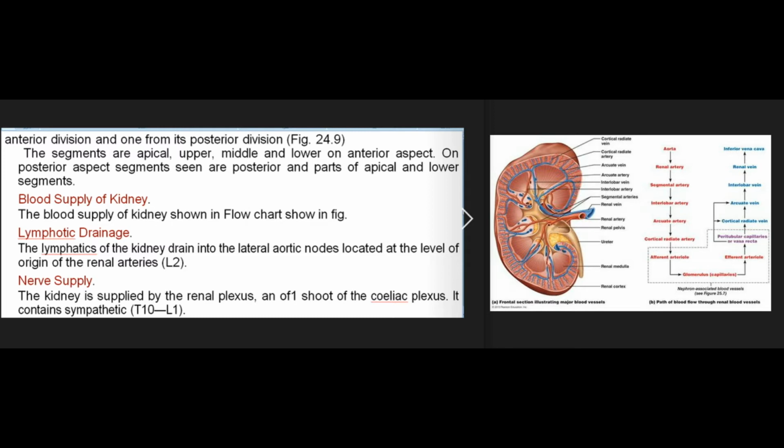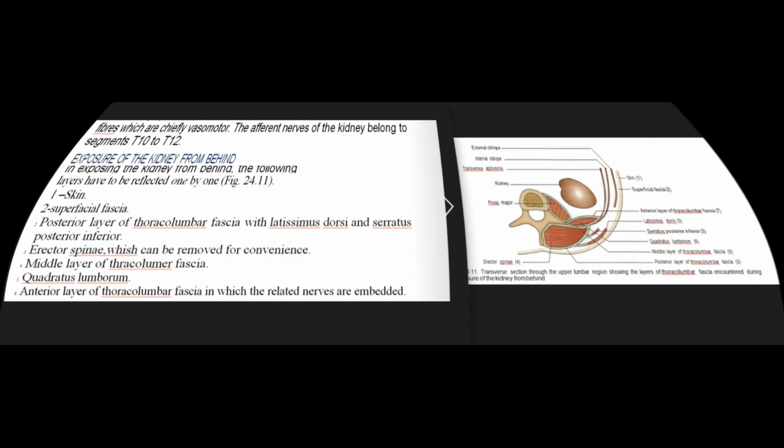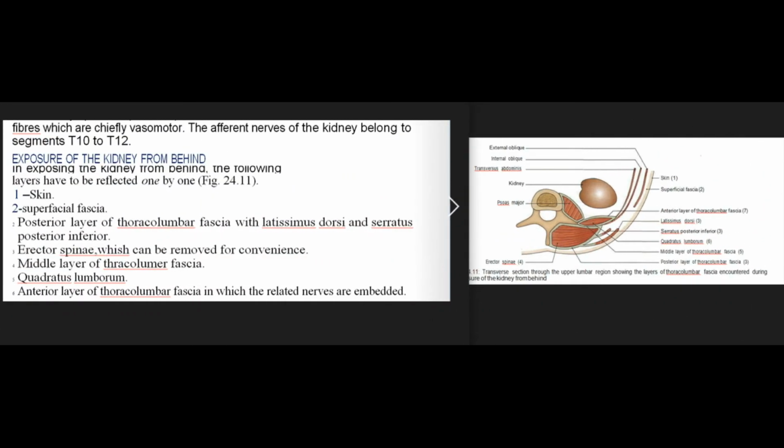Lymphatic drainage. The lymphatics of the kidney drain into the lateral aortic nodes located at the level of origin of the renal arteries, L2. Nerve supply. The kidney is supplied by the renal plexus, an offshoot of the coeliac plexus. It contains sympathetic, T10 to L1 fibers which are chiefly vasomotor. The afferent nerves of the kidney belong to segments T10 to T12.